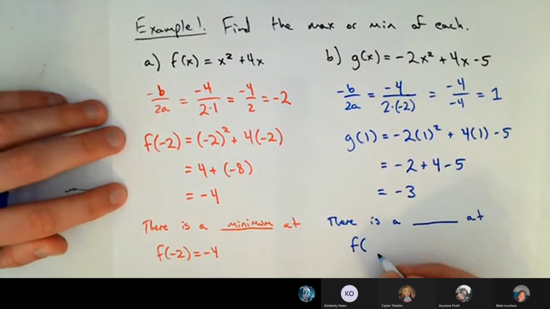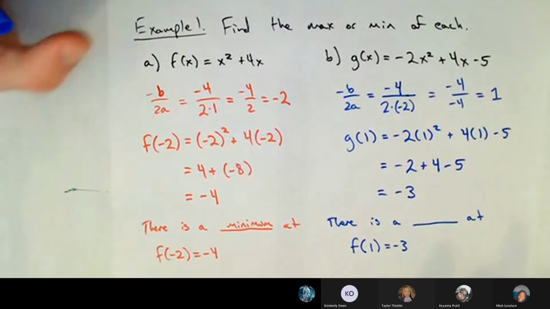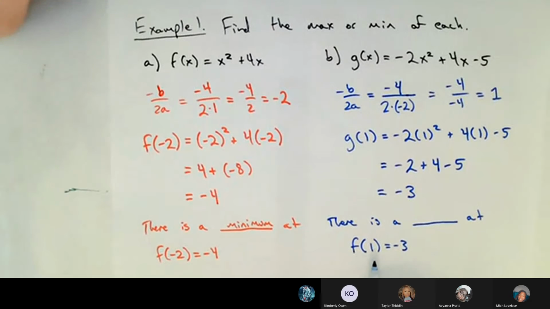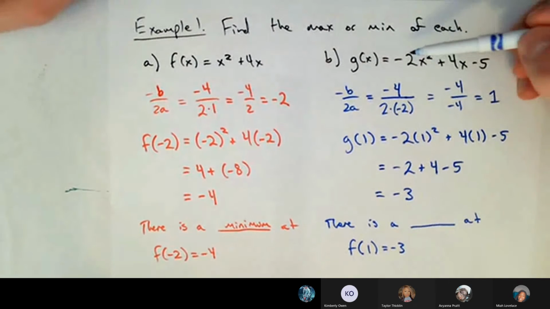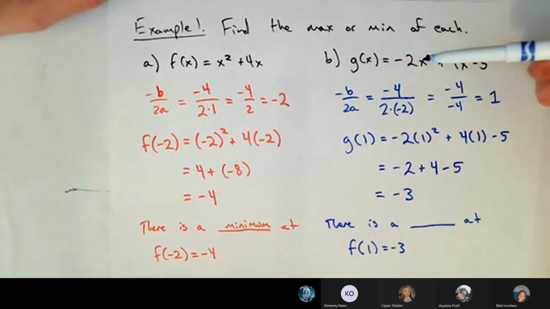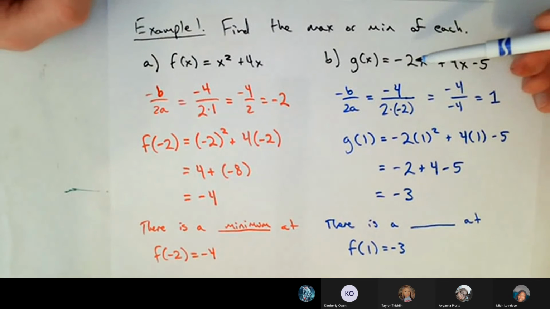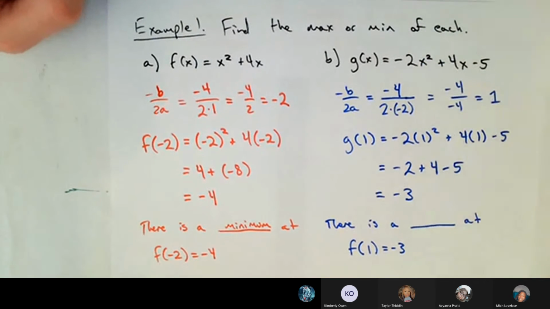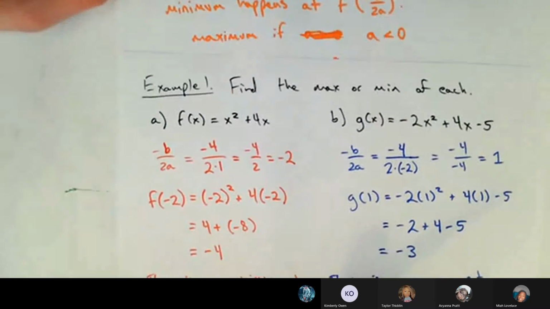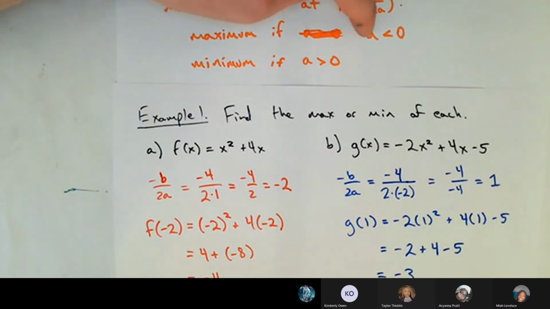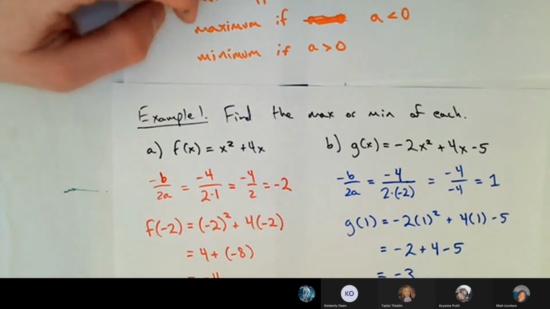So is there a maximum or a minimum at negative 3, or at the x value of 1 and a y value of negative 3? Is that a maximum or a minimum? Well, since my leading term is negative, I know my graph is pointing down, so this should be a maximum. Or I could also look at this rule here that says if the leading term is negative, less than 0, then that means I have a maximum.